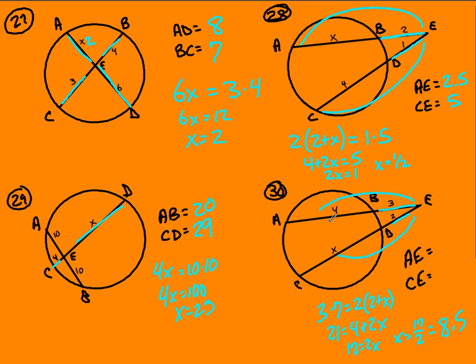Now you just have to plug in. AE, you already know though, is 7. CE would be 8.5 plus 2, so that should be 10.5. Or if you did it as a fraction, that would be 21 halves.